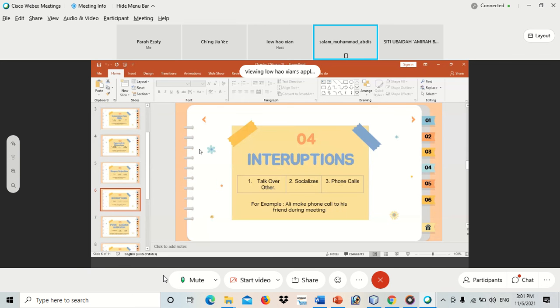Okay, the next problem for a group is interruption, which is talking over others, socializing, and also phone calls. The example for this interruption is Ali made a phone call to his friend during the meeting. For me, I think when Ali made a phone call, this shows that Ali did not take the meeting seriously. Okay, next slide.